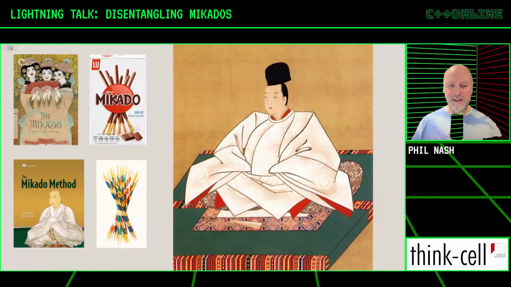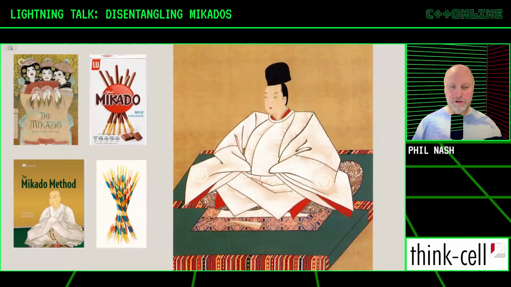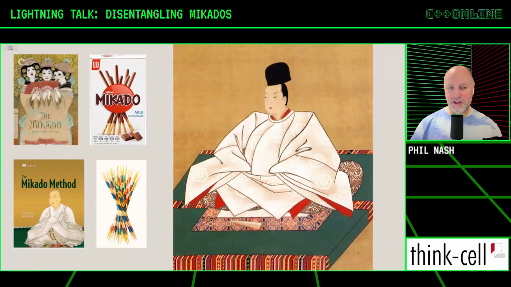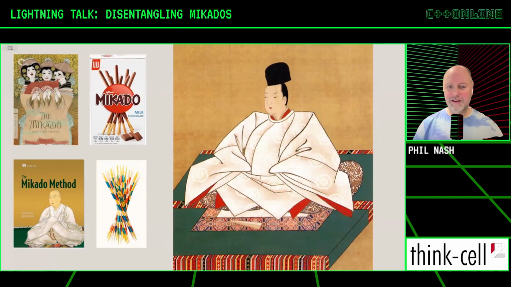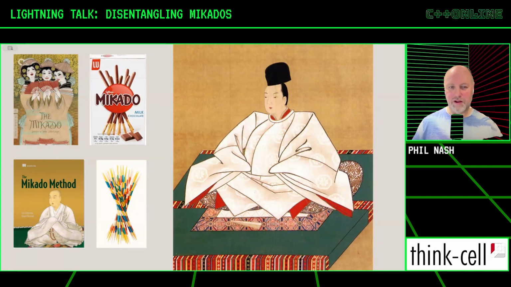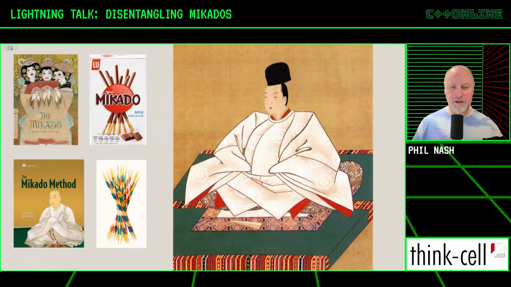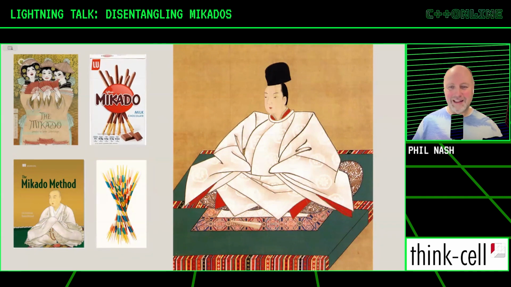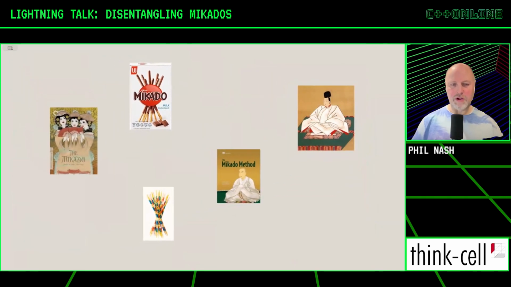And this is a picture of the ancient emperor of Japan. And what's another name for the emperor of Japan? Yes, also the Mikado. Okay, these things all have something in common. You can probably tell what it is. But why am I showing you all this?